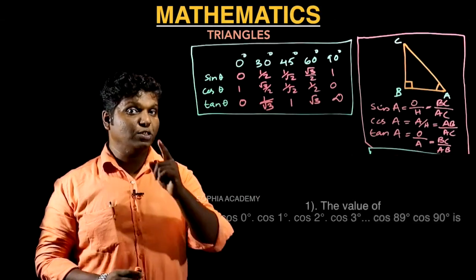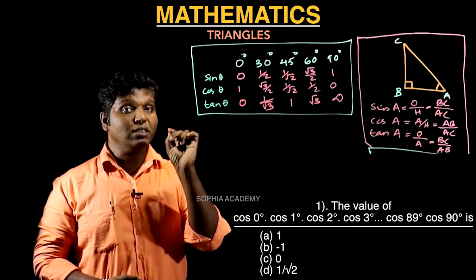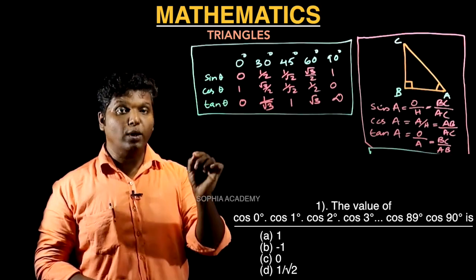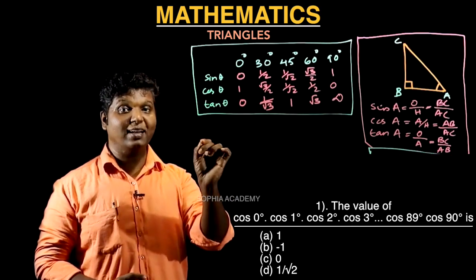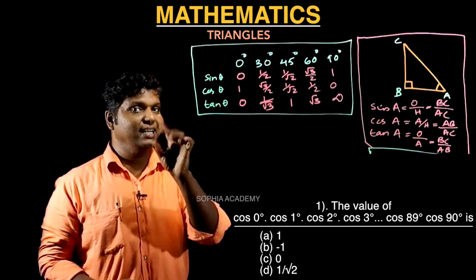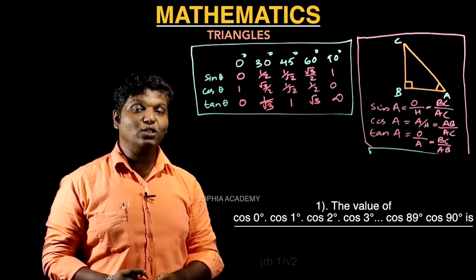So here goes the very first question before you. The value of cos 0 degree into cos 1 degree into cos 2 degree into like that cos 89 degree into cos 90 degree is. So what actually is given?